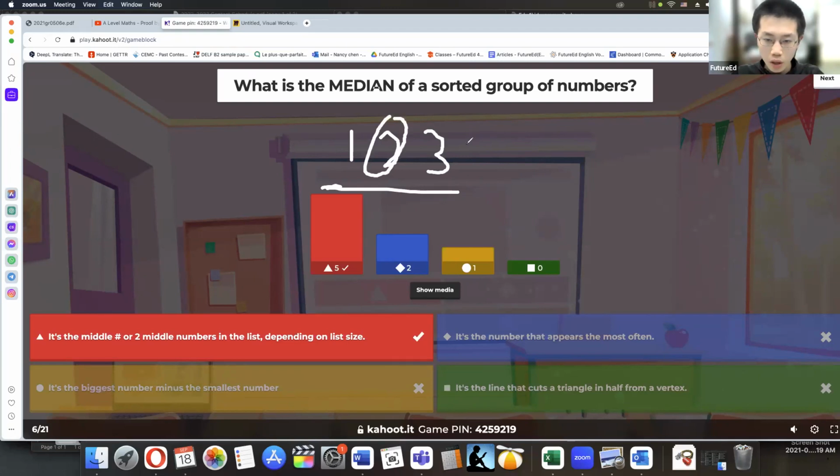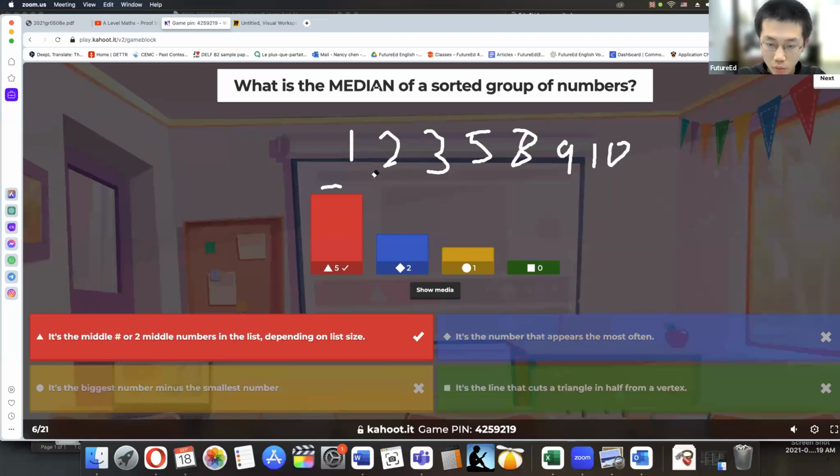What if I made the list bigger? What if, say, I put 1, 2, 3, 5, 8, 9, 10? Well, what's the middle number here? 5, correct. So if we count from both sides, we see that if we see 5, it goes 1, 2, 3, and also goes 1, 2, 3. So it's perfectly in the middle. So thanks both Efan, Rochelle, and Kevin. 5 is indeed the middle number of this group.